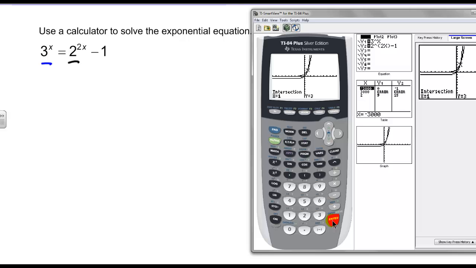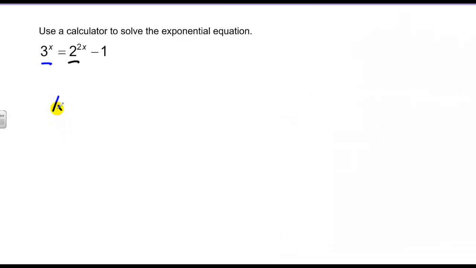So it turns out that these two equations are equal when x equals 1. So that is the value for x where the two functions will equal.